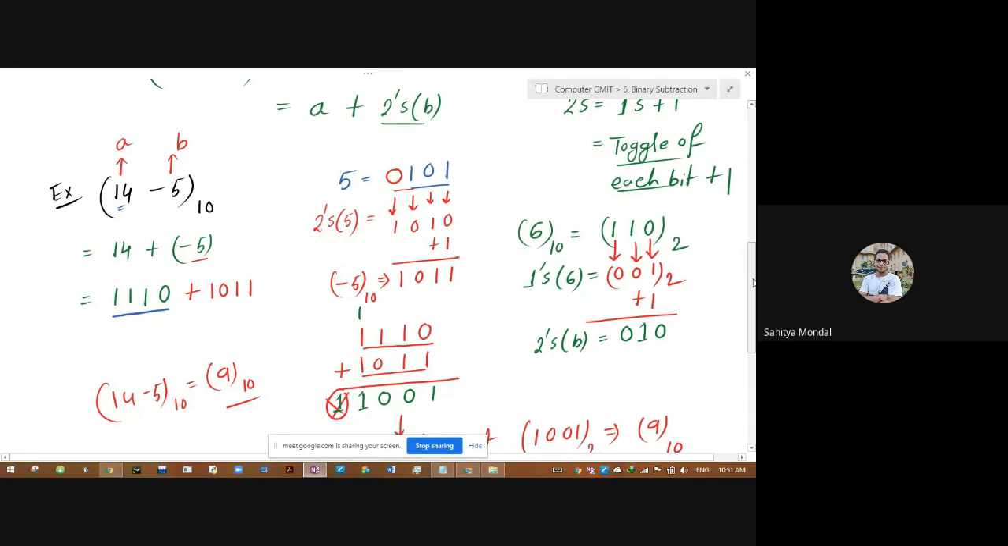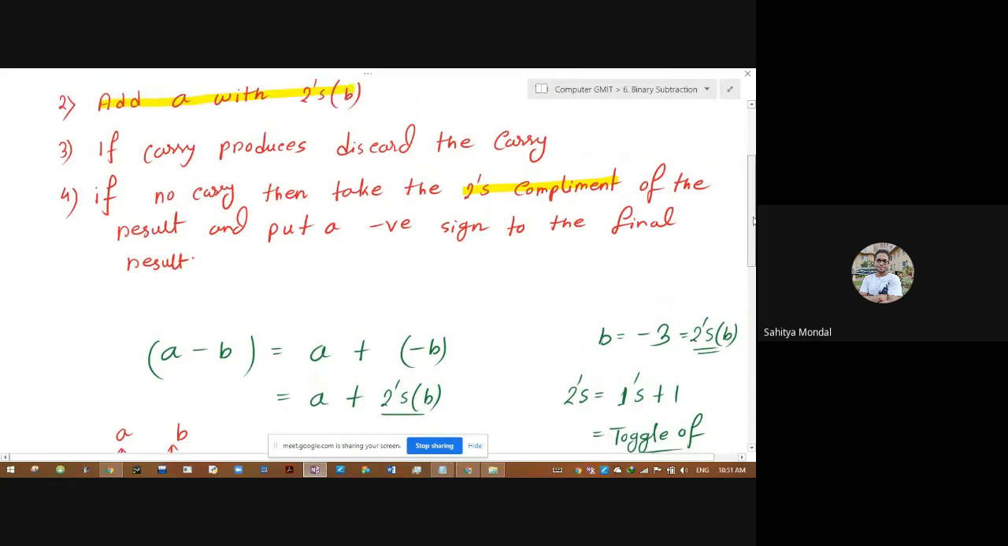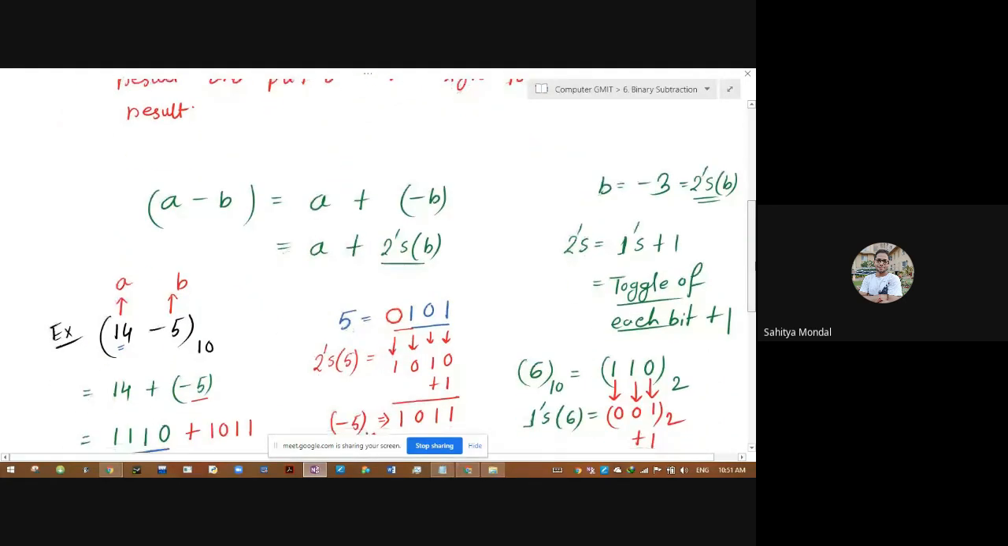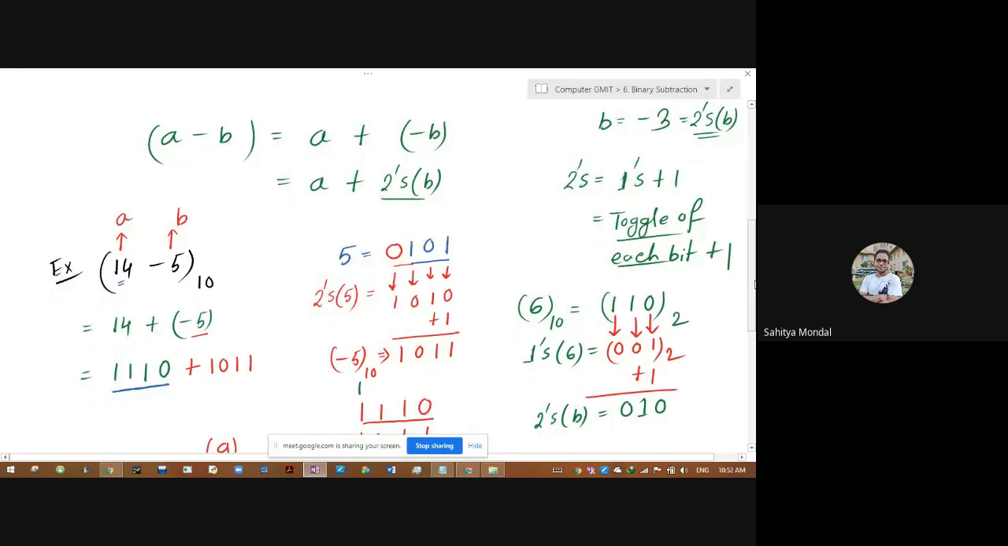Yes, sir. Sir, when there is no carry at the end, do we just put down whatever remains? Is that written? If no carry, then take the 2's complement of the result and put a negative sign. I will explain all the aspects of the algorithm. But if carry does not occur, what is the scenario? First confirm whether this is understandable or not.